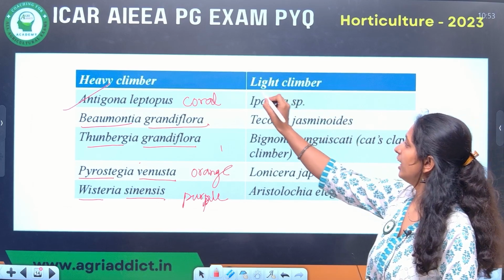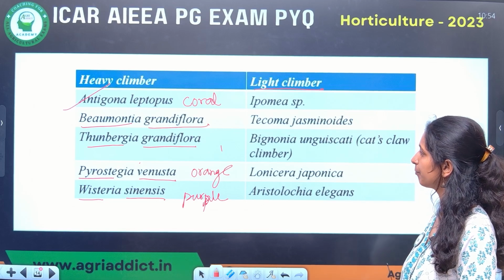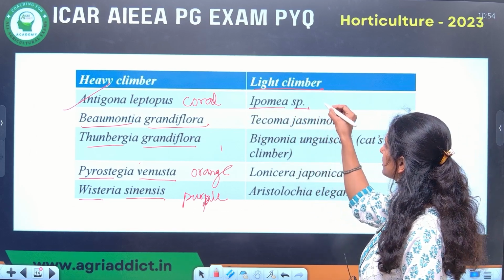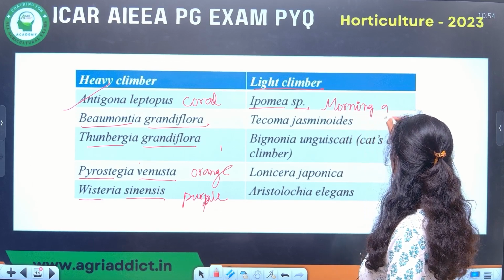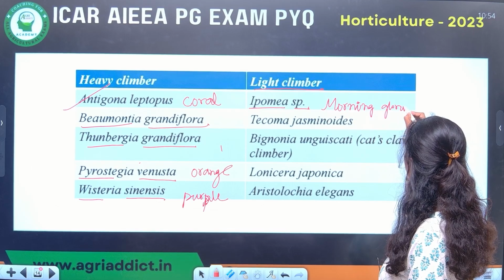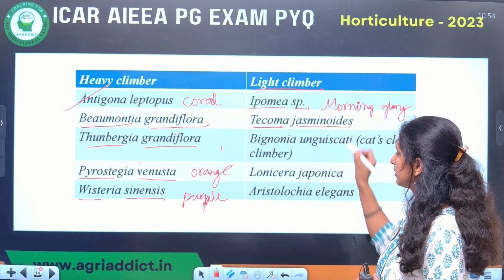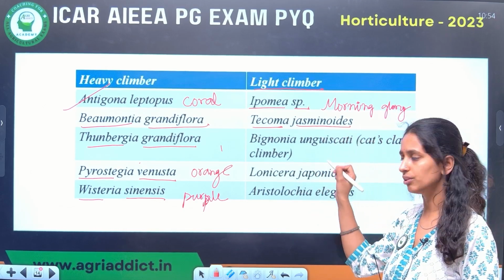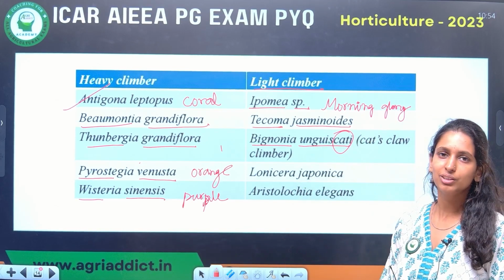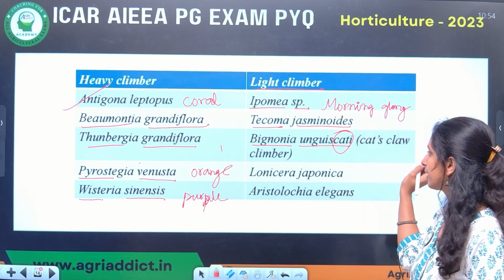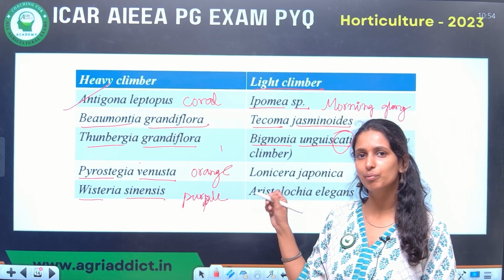Next, light climbers. I have already mentioned how we can categorize that light climber. First one is Ipomoea species. In this, we can see morning glory. Here also they are having very few foliage. And next one is Tecoma jasminoides. Jasminoides, this is also having a kind of deciduous nature. Then Bignonia unguis-cati. Here you can see cat. So this is called as cat's claw creeper or climber. It is having the supporting structure which is similar to the cat's claw.